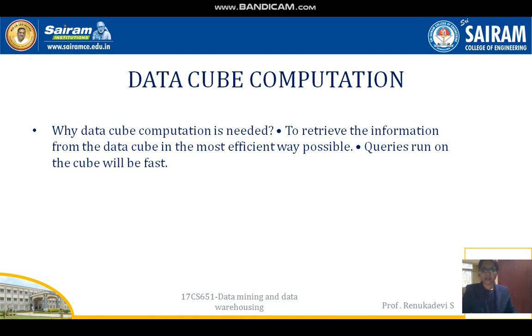Why is data cube computation needed? To retrieve the information from the data cube in the most efficient way possible, so that queries run on the cube will be fast. The efficient methods of data cube computation are multi-way array aggregation, a method for computing full cubes, and BUC, which computes iceberg cubes from the apex cuboid downward. Then the star cubing method, which integrates top down and bottom up computation, and the last one is high dimensional OLAP.